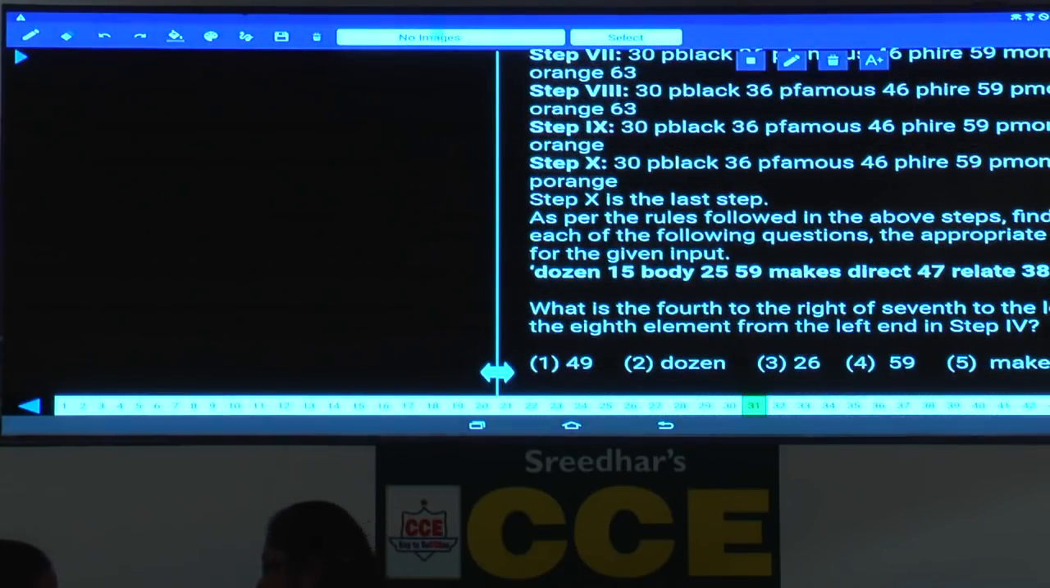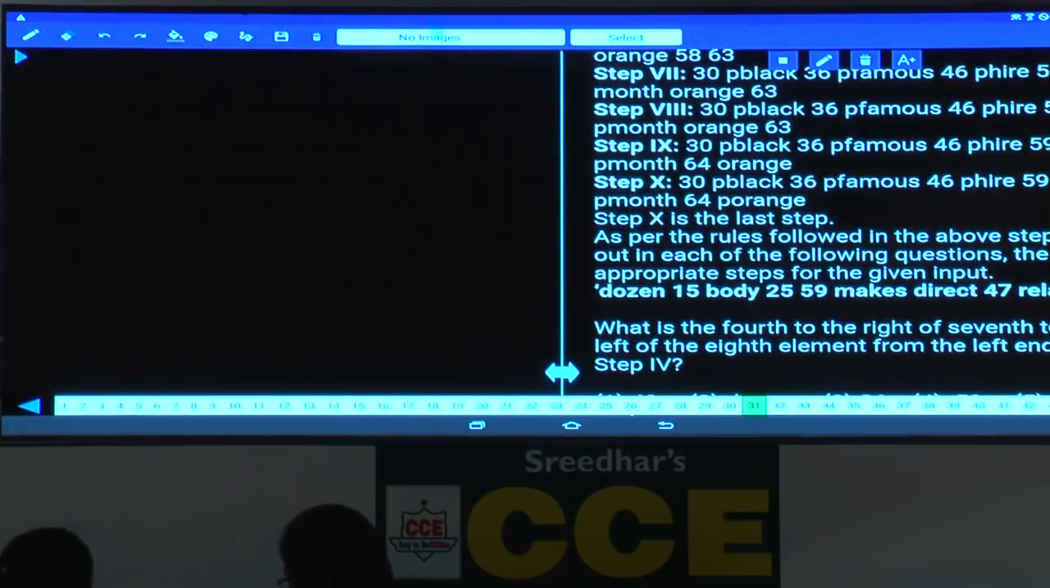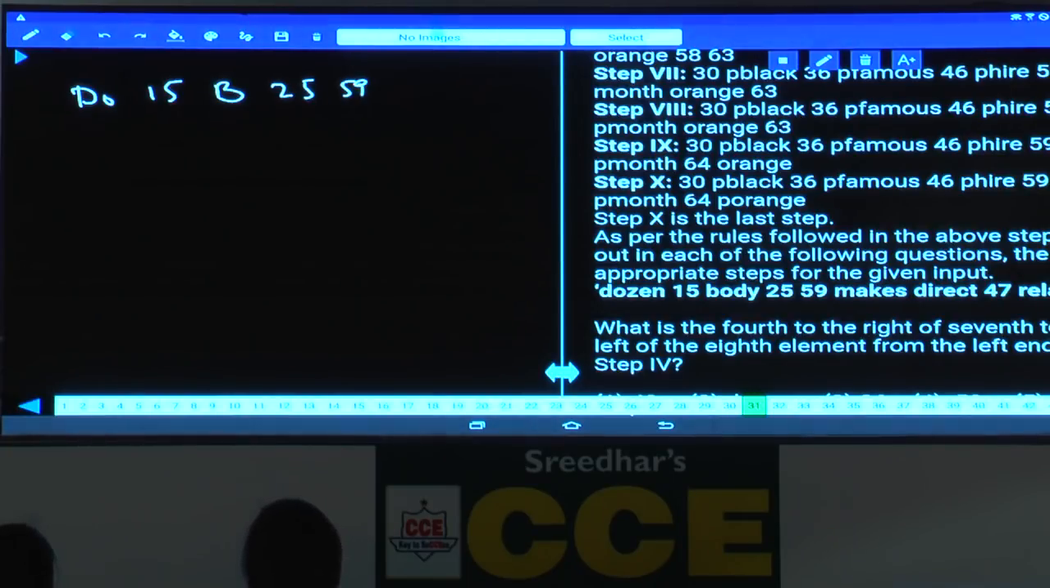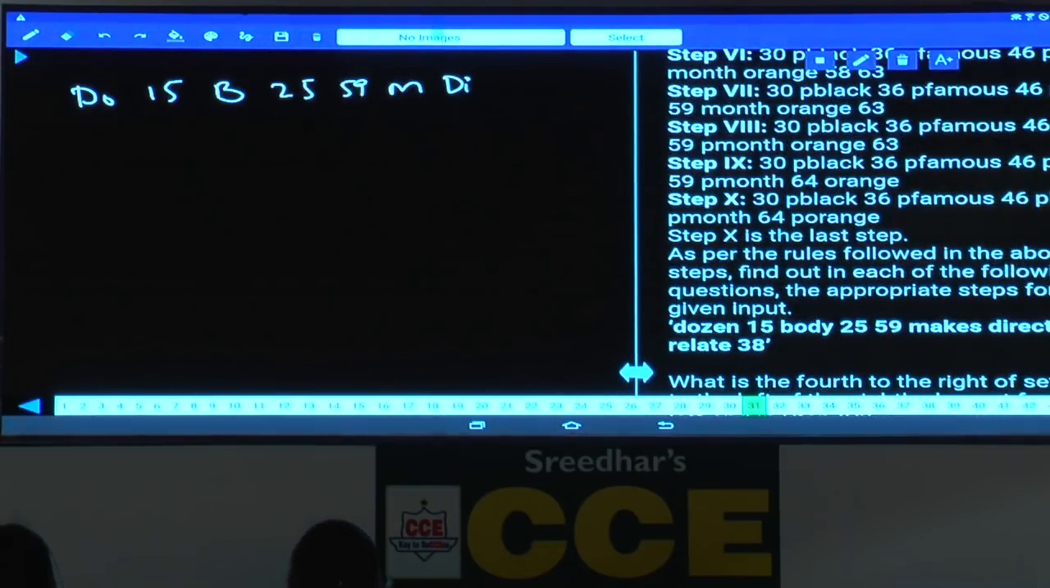Tell me, what is the pattern given here? What is the input given? Input is dozen. The next one is 15. After which, body. The next one is 25, 59, and makes direct. After this, direct, 47, relate, 38. 47, relate, and 38 are the elements given, isn't it? Now in this one, first we should give the numbering to these elements. How to give this numbering here? The numbering should be given according to their position in the final output, isn't it?